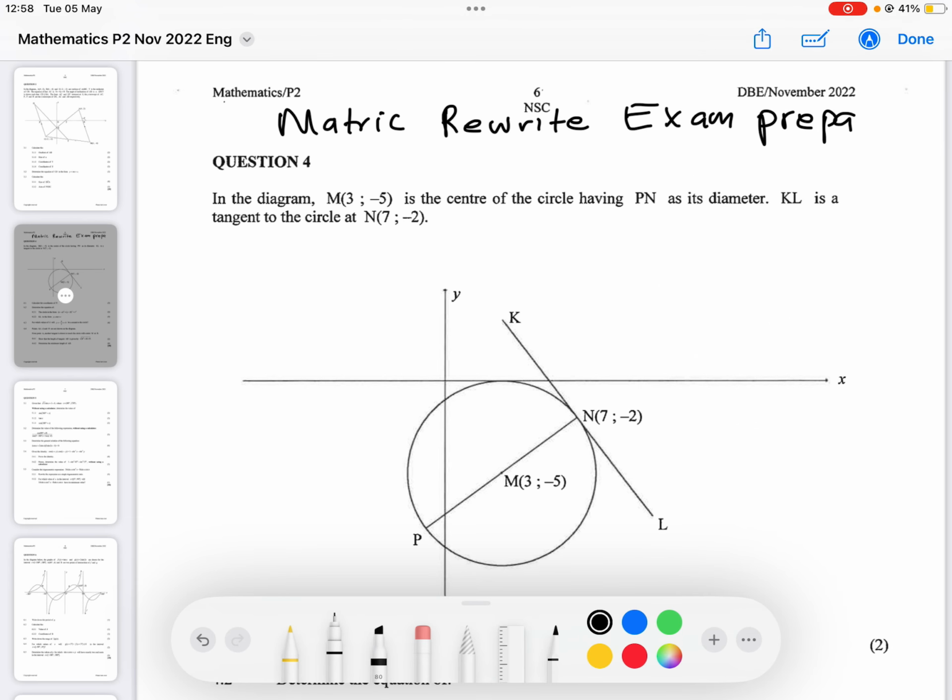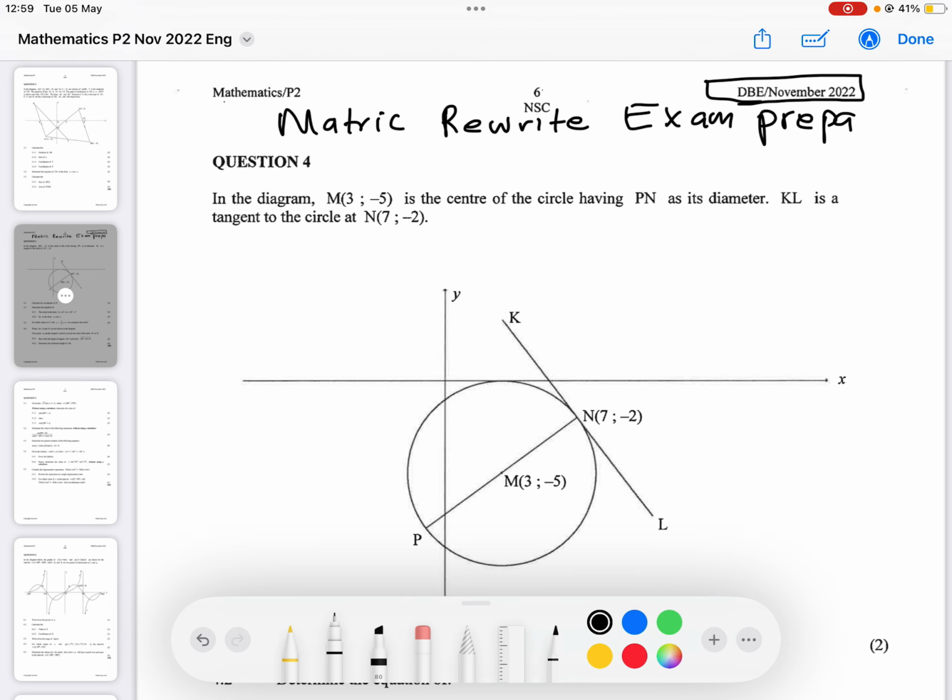Hello. I'm going to do this question as exam preparation. This question paper is from November 2022. I'm going to focus on analytical geometry.